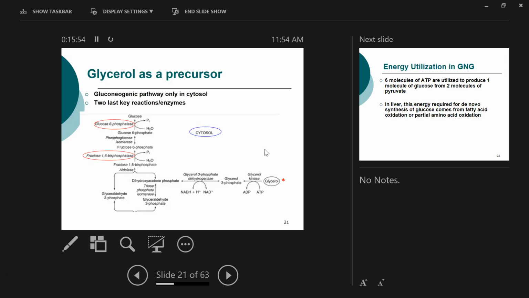And glycerol, let me enlarge the pathway a little bit so you can see more clearly. Glycerol only involves the last two bypass reactions in the cytosol, right? It's used as a precursor.